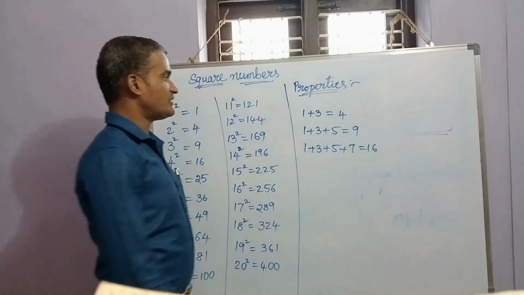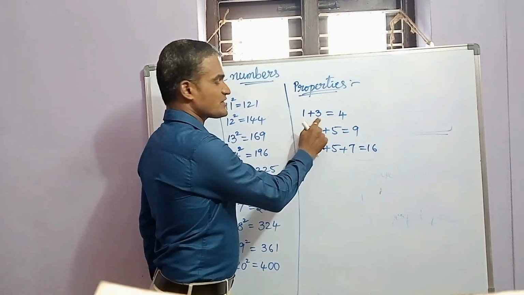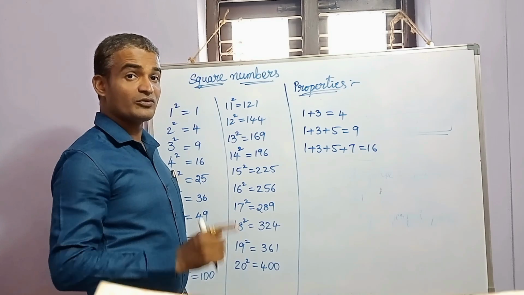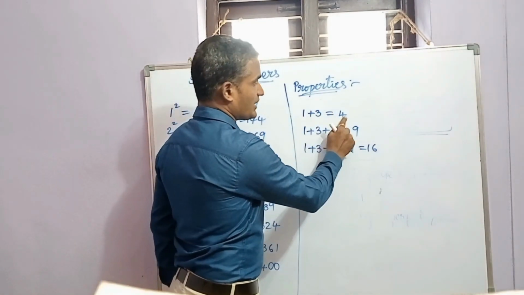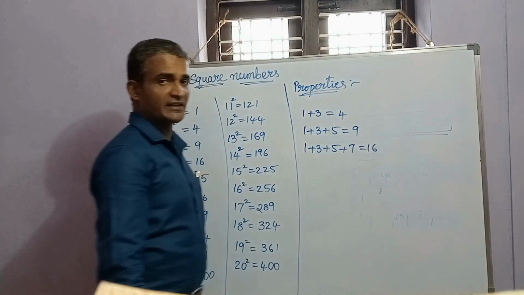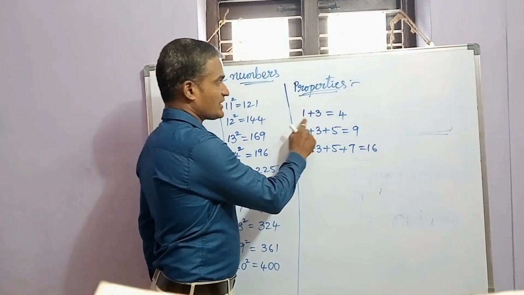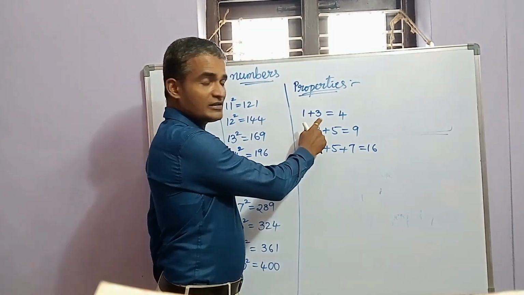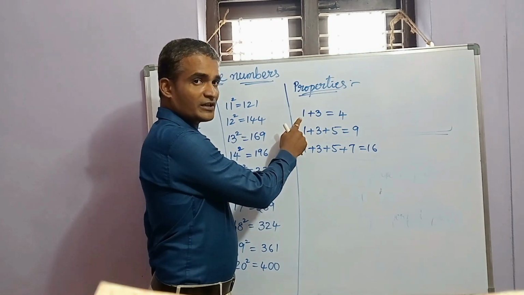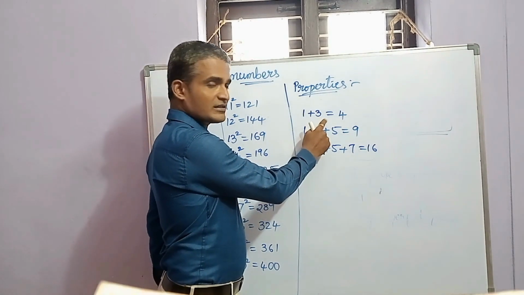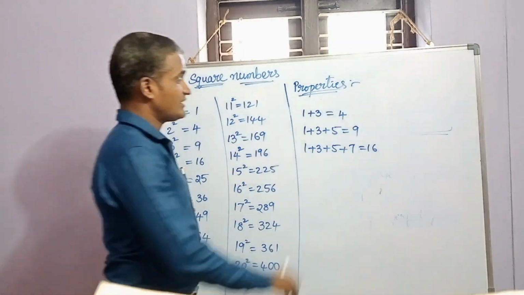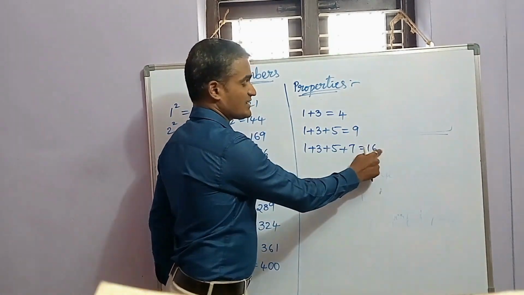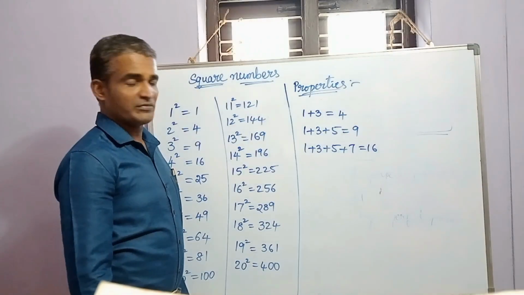Are you observing here? When you are adding continuous odd numbers, if you add them, you are compulsorily getting a perfect square number. If, without missing any odd number, you are adding the odd numbers from 1 up to any number, that all together compulsorily makes a perfect square number here.